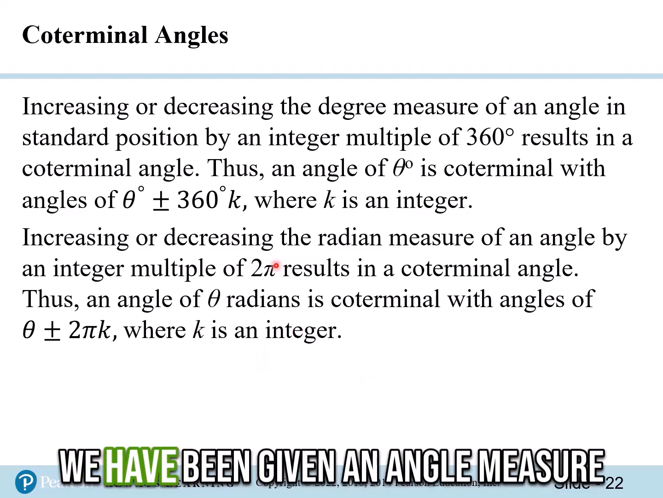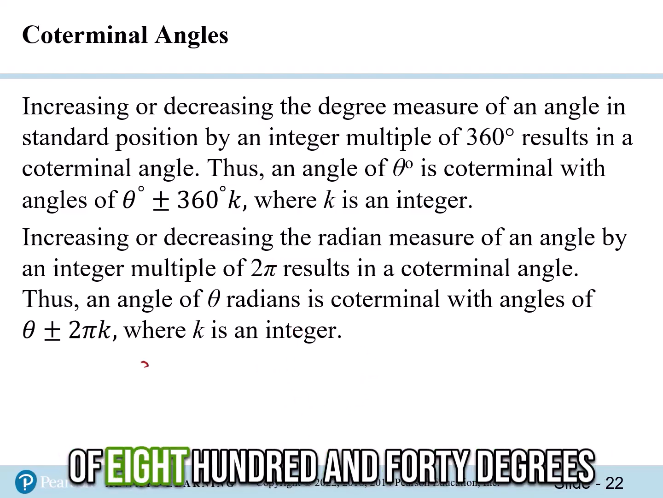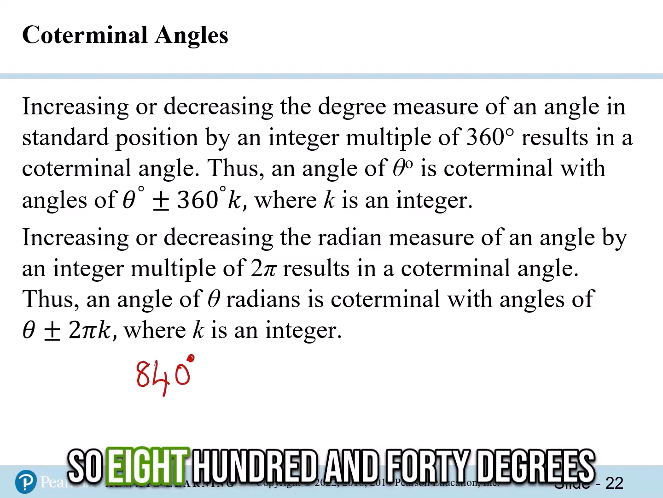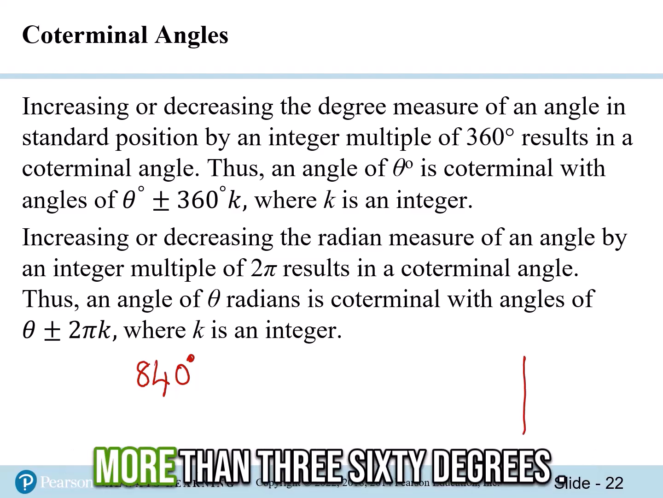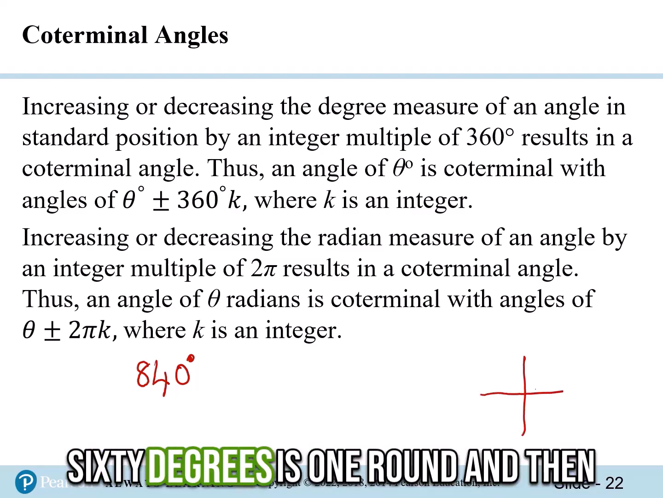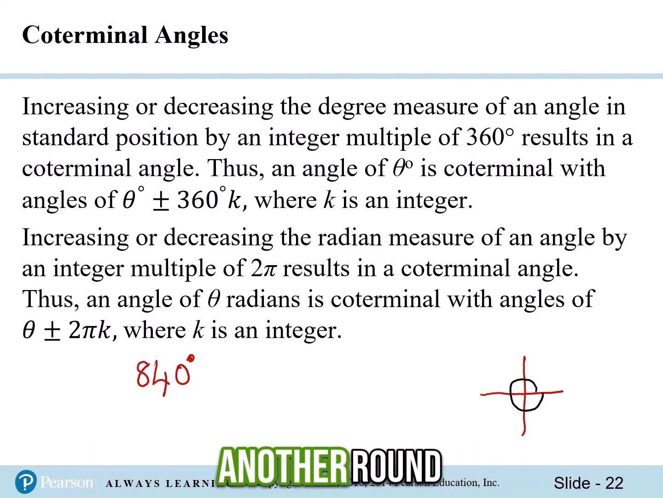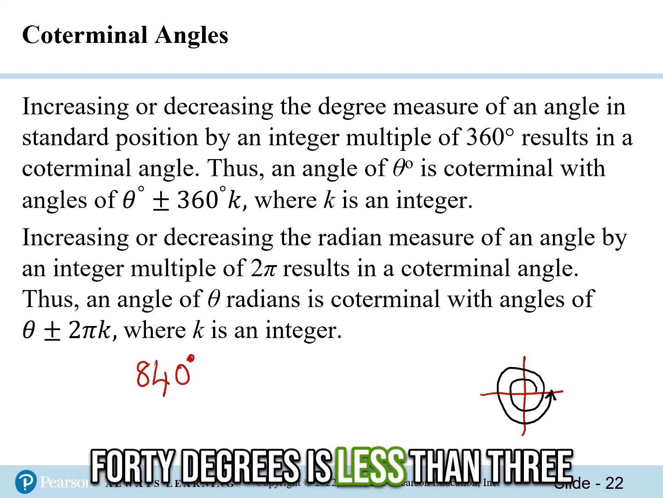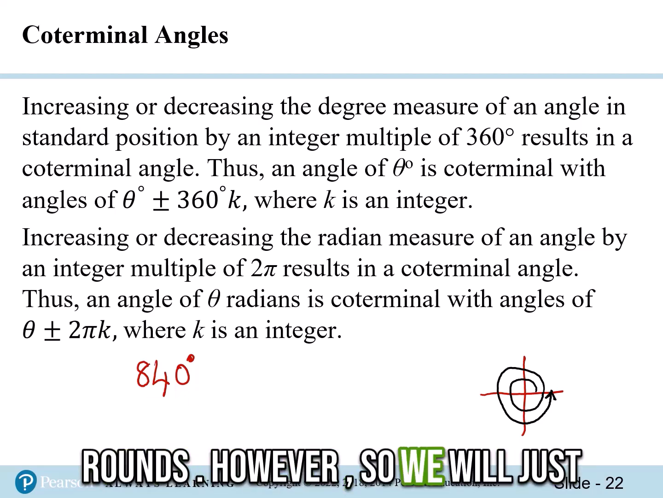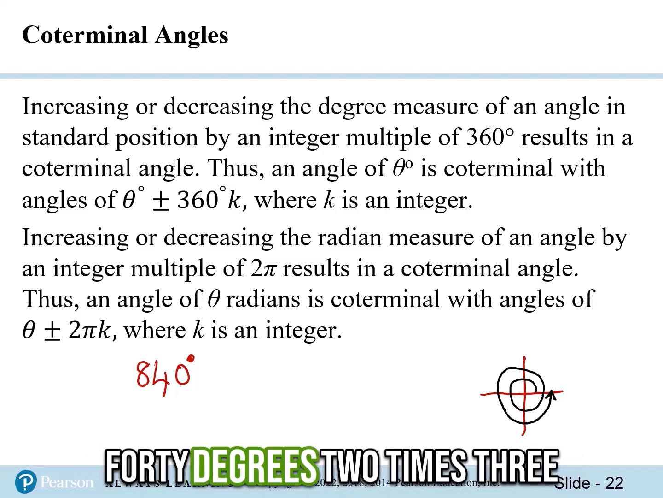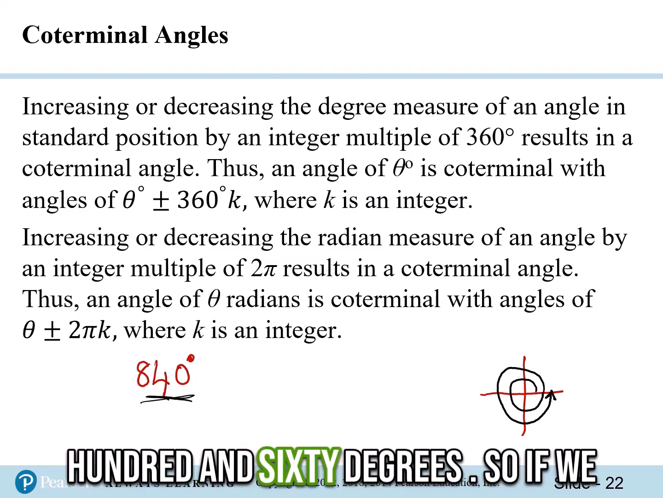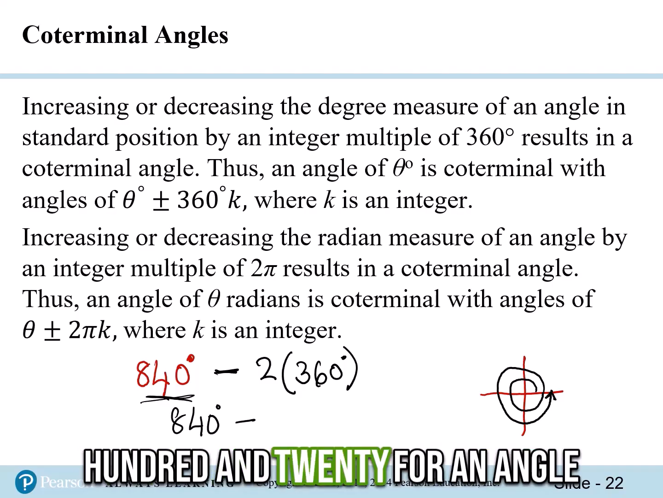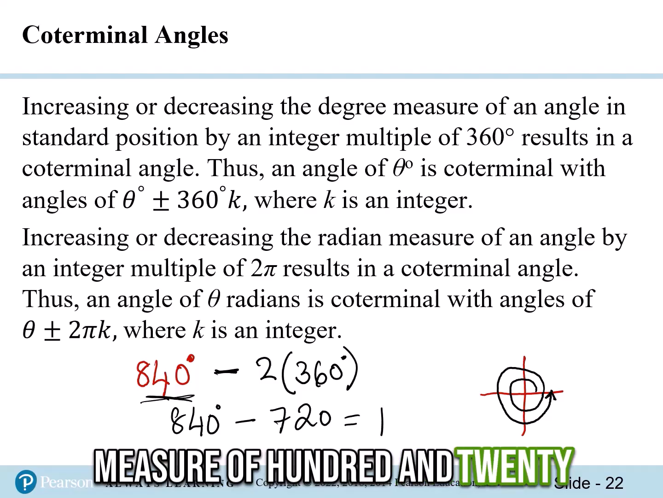So let's say that we have been given an angle measure of 840 degrees and we are asked to find the coterminal angle for it. 840 degrees is clearly more than 360 degrees. 360 degrees is one round, and then another round is 720 degrees. 840 degrees is less than 3 rounds, however, so we will subtract from 840 degrees 2 times 360 degrees. So that will be 840 minus 720 for an angle measure of 120 degrees.